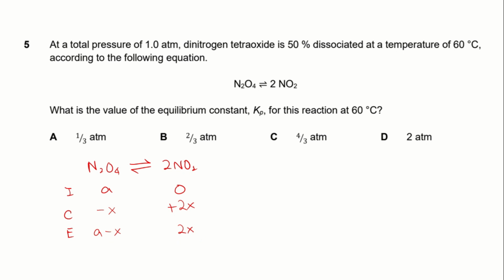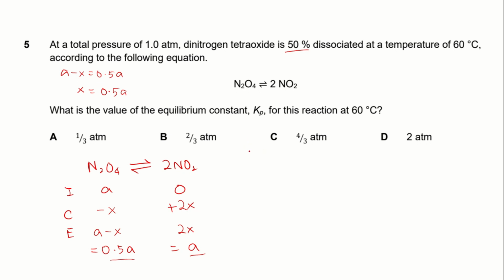Okay, now the question tells us that this N2O4 is 50% dissociated. That means at equilibrium, I have 0.5 A. Now, A minus X is 0.5 A. That means X is actually 0.5 A. So at equilibrium, I know the number of moles of NO2 being formed. So this will be the number of moles of the reactant and also the product at equilibrium.